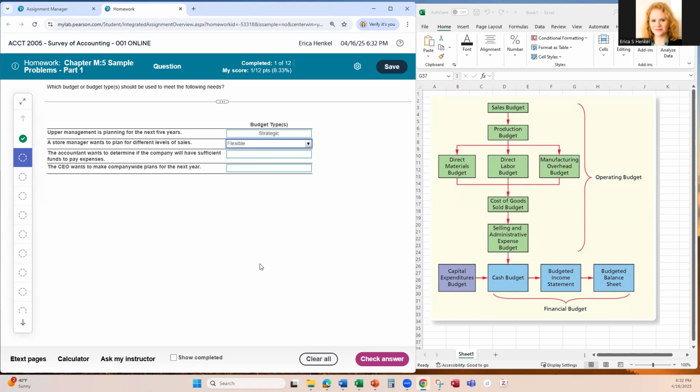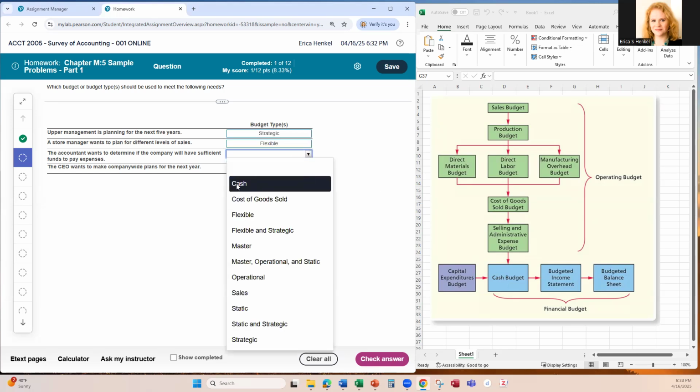The next one they're asking about: an accountant wants to determine if the company will have sufficient funds to pay expenses. That would be the cash budget portion of our master budget. That's where we plan out how much cash we plan to have and when. So when does cash come in, and when does cash go out, based on our planned sales and collections?